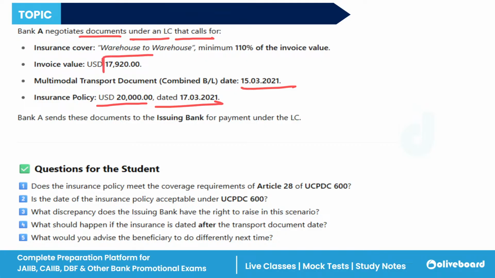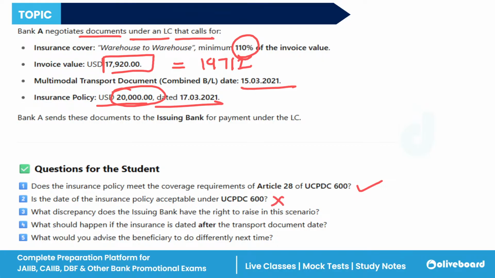Invoice value is given. Required coverage is 110%, which we obviously calculate. So it equals 19,712. But here the insurance provided is about this amount. So coverage is sufficient here. It exceeds the 110% as required by Article 28. So it is okay. Is this date acceptable?